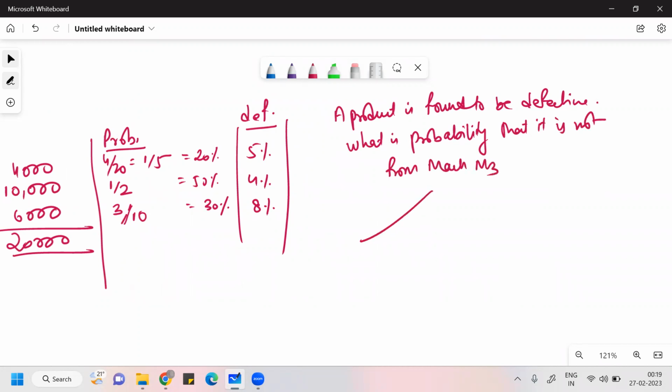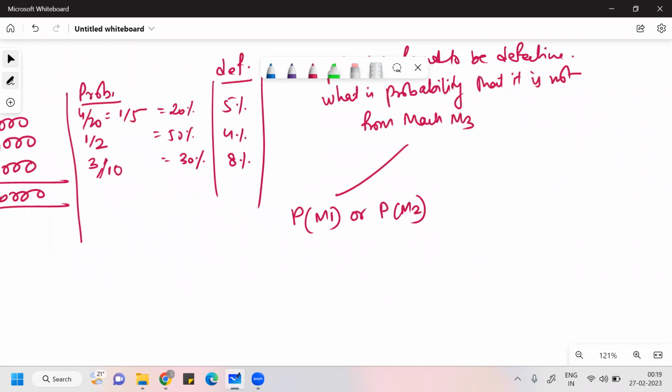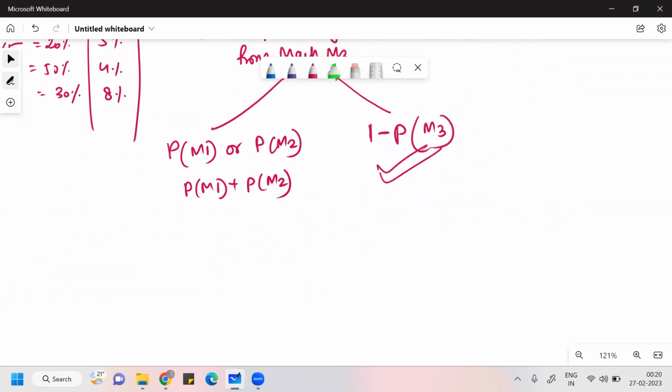Not from machine M3 means the probability that it is from machine M1 or machine M2. Either you find this, this is one way. They are all mutually exclusive events, so this is nothing but the probability of machine M1 plus the probability of machine M2. You can do this. And the other way, you can do 1 minus the probability that it is from machine M3. Do whatever, both will give you the same answer. Let me do it this way. So what is the probability that this is from machine M3? Let me first find it.